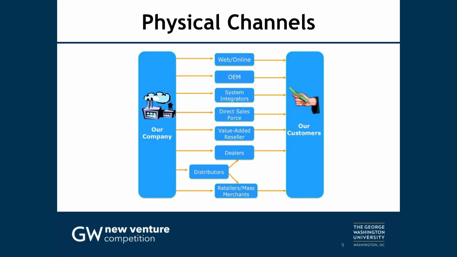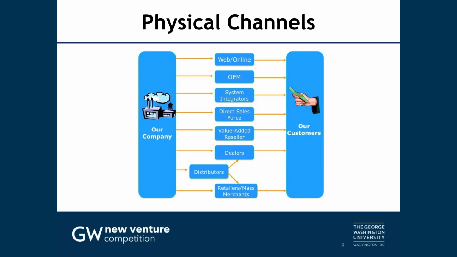But also there are physical channels. Again, you might sell your product, even if it's software, via the web. But more commonly for a physical product, you might sell through somebody called an OEM, an original equipment manufacturer. An example of this is the tires on cars. Automobile manufacturers generally do not make the tires that they sell. They buy tires from somebody else, and as an OEM, they sell tires to new car buyers.